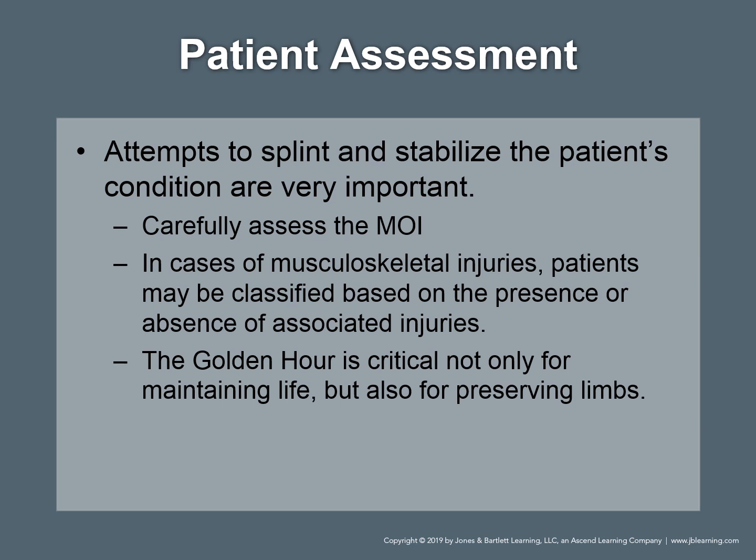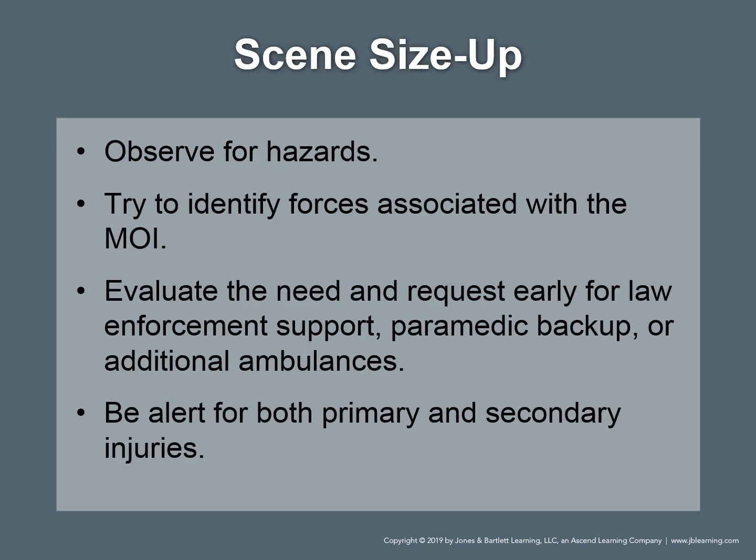Patients are classified based on presence or absence of associated injuries. Isolated means there's no associated injuries. Multi-system means there's massive injuries everywhere. The golden hour is critical, not only for maintaining life, but for preserving limb. Because every moment that those bones are disconnected, that's just longer that you're lacking circulation, and that can cause you to lose a limb, or in some severe cases, the patient may even lose their life.